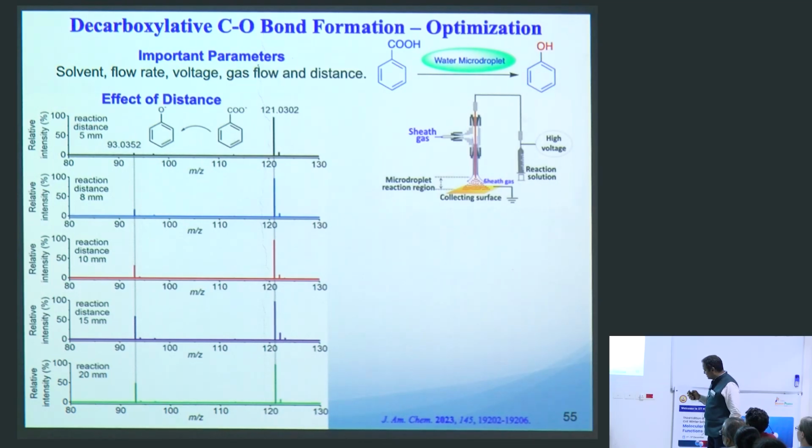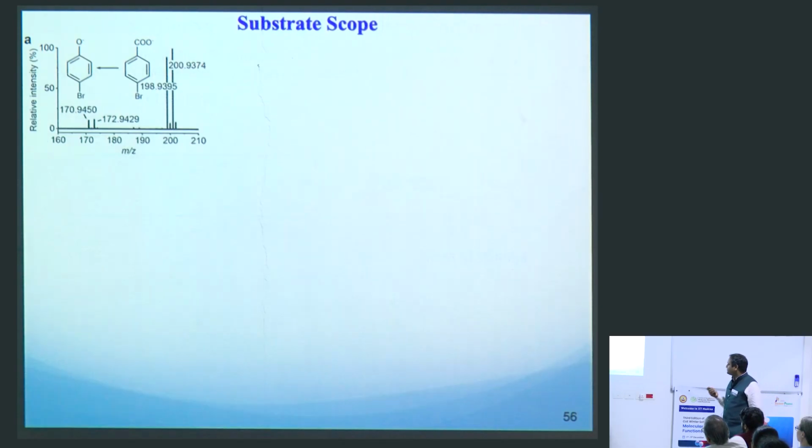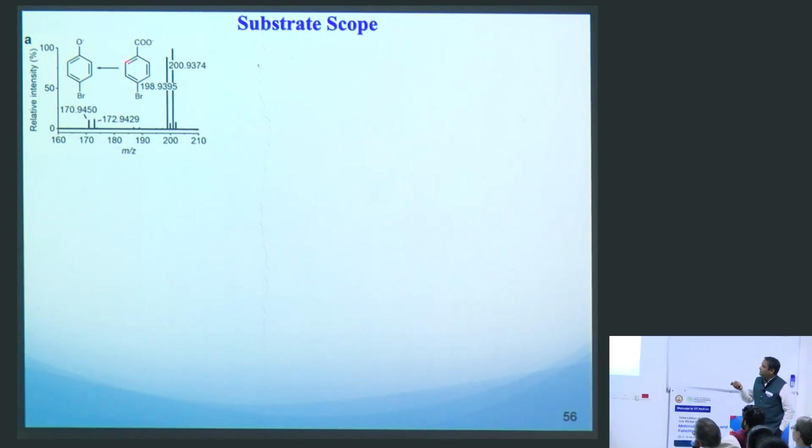And here one of the studies showed that by varying the collecting distance, by increasing the distance from the sprayer to the collecting chamber, we are able to convert more phenol. The intensity has been increased. Also by varying the voltage, we found 4 kilovolt. When we apply minus 4 kilovolt, we are able to get more compound formation. So not only the phenol, we also did it using 4-bromobenzoic acid, decarboxylation occurred, and then the phenolic compound has been formed.